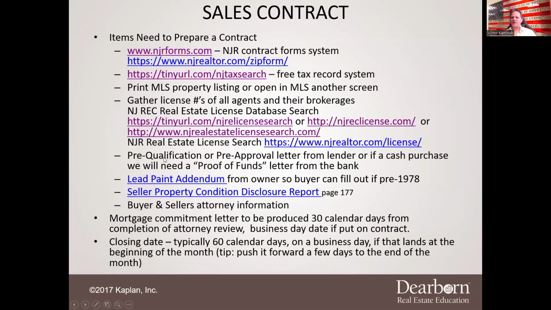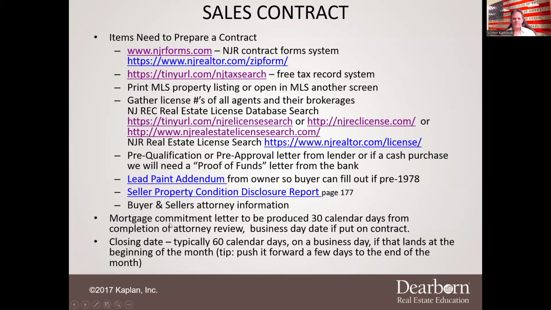We're going to need a copy of the buyer's pre-qualification or pre-approval letter when submitting an offer, or if they're buying cash, proof of funds letter from the buyer's bank. We're going to need that lead paint addendum filled out and signed by the buyer, which was already pre-filled out by the seller, if that property was built prior to 1978. As well as a copy of the seller property condition disclosure.